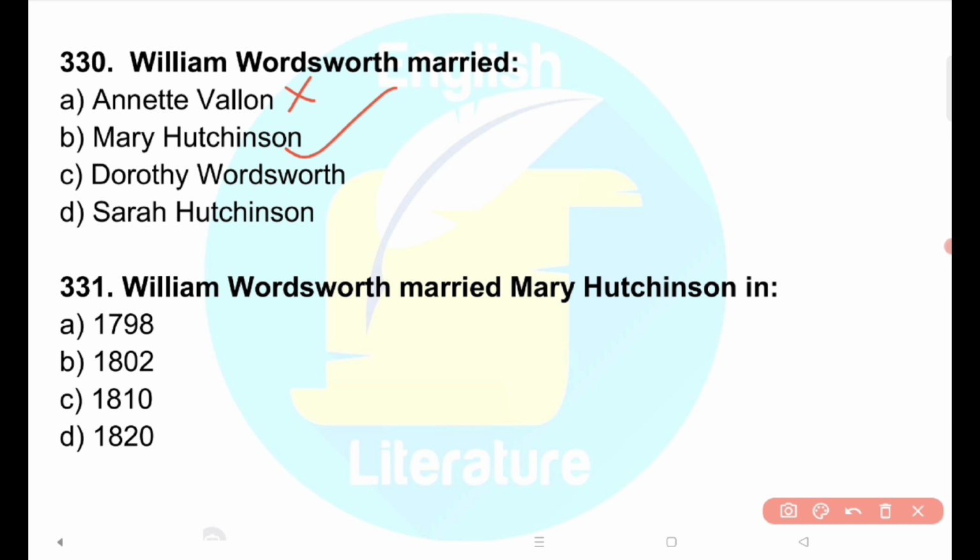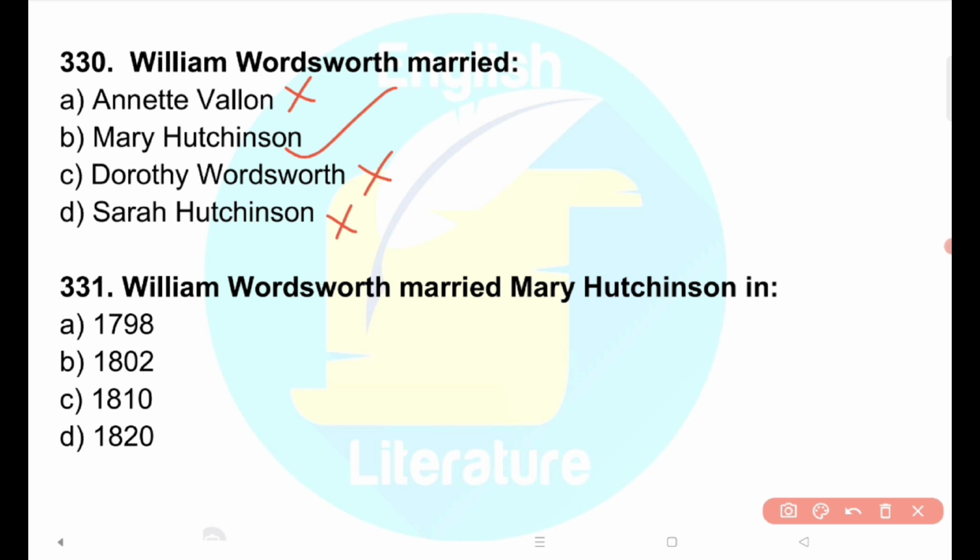Dorothy Wordsworth was his sister. She was a close companion and inspiration for his poetry. Sarah Hutchinson was Mary Hutchinson's sister, not Wordsworth's wife. So option B is the correct answer.